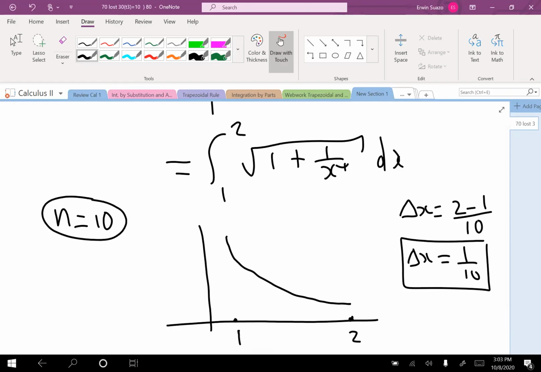Okay, so let's start. You can keep working, and when I get close to what you're doing, you can check it out. So my partition, because n equals 10: remember delta x is b minus a divided by n, right? So I'm getting 1/10. So I have 1.1, 1.2, 1.3, 1.4, 1.5, 1.6, 1.7, 1.8, 1.9, and then the tenth is 2.